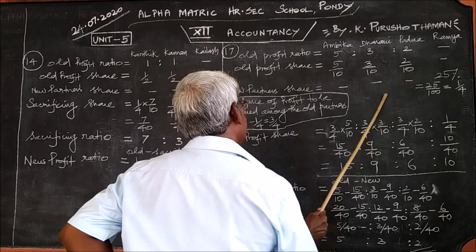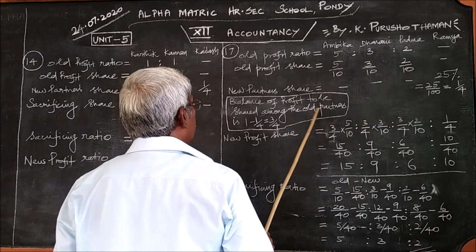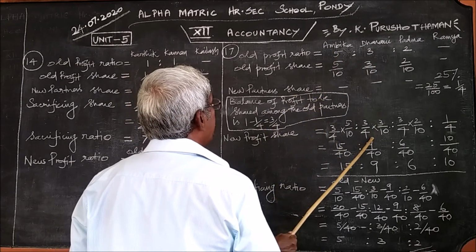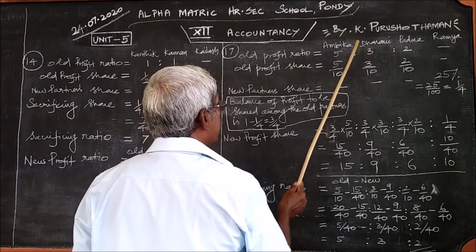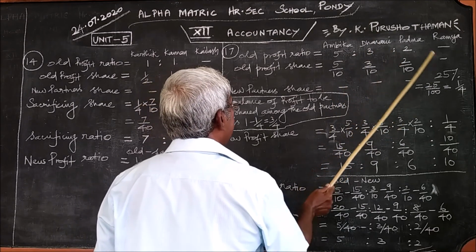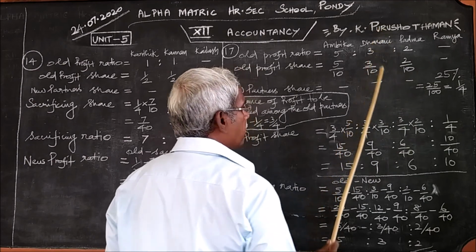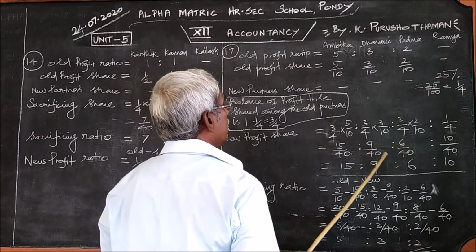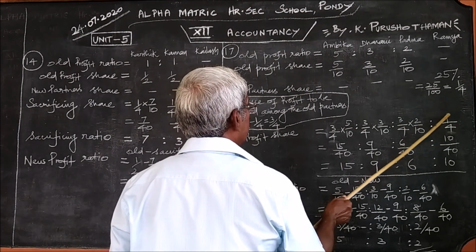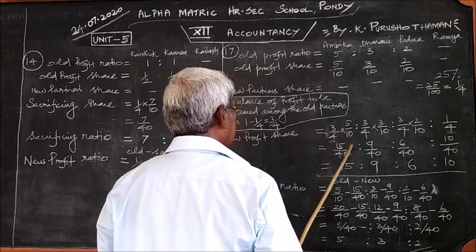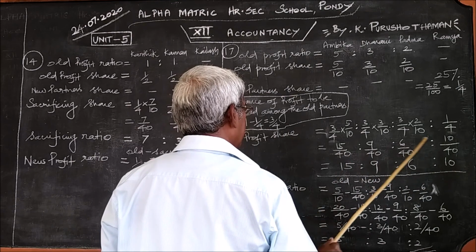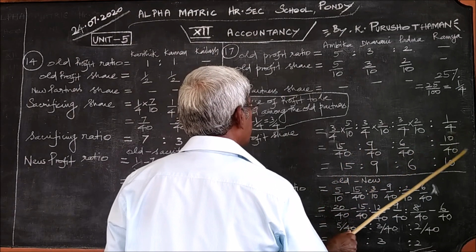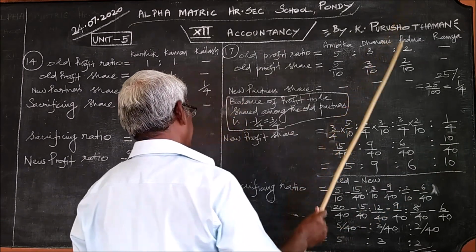in the ratio already given, or in the share already we have found out. So from 3 by 4, 5 by 10 is taken by Ambika, from 3 by 4, 3 by 10 is taken by Dharani, and from 3 by 4, 2 by 10 is taken by Padma. You should remember very carefully, and the new partner's share is confirmed, it is 1 by 4. Now you can multiply and write it, all the denominators are equal, therefore numerator 15 is to 9 is to 6 is to 10, that will be the new profit share.